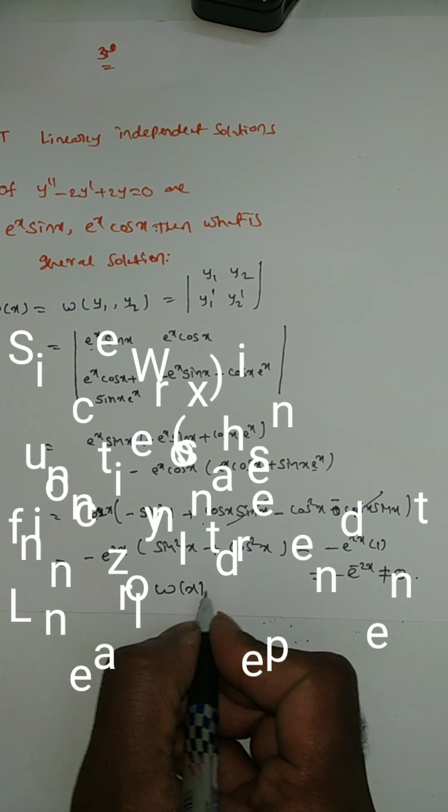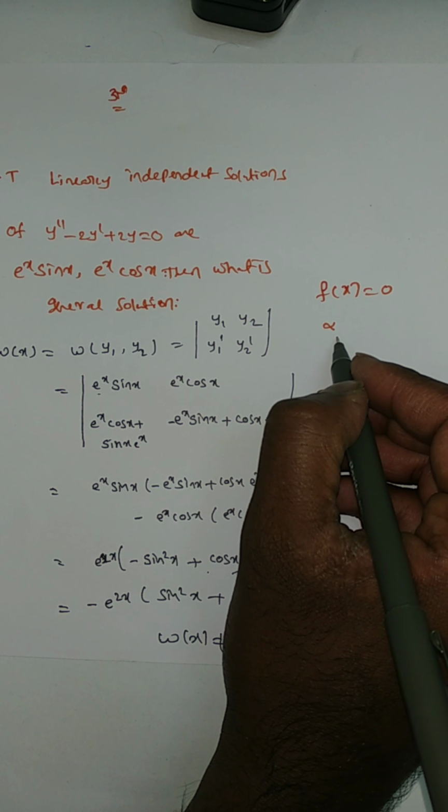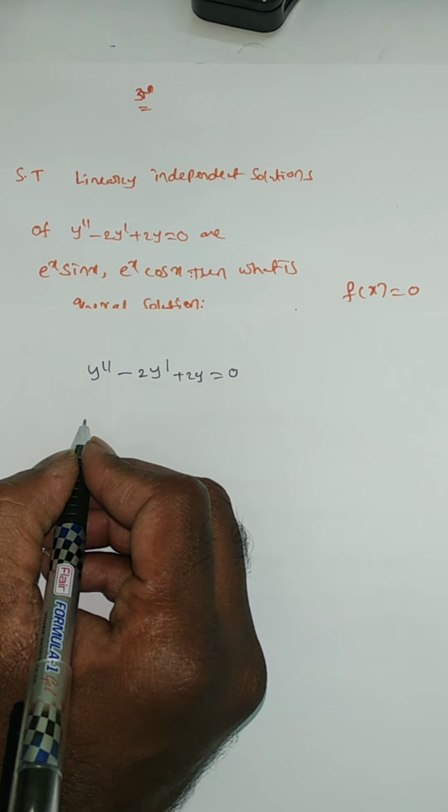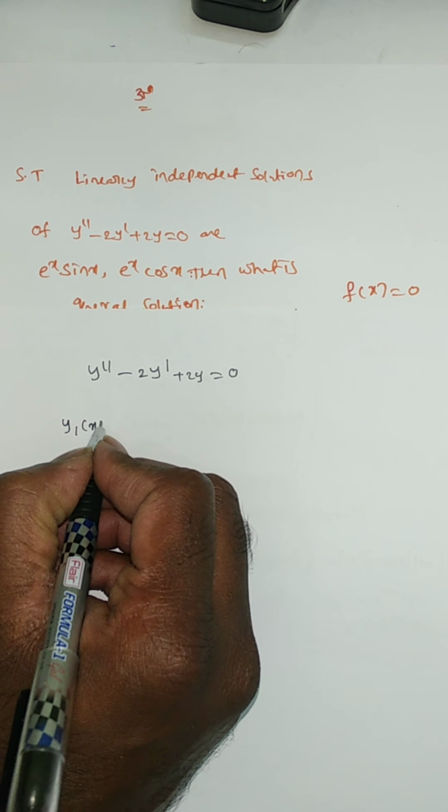Now suppose I have an equation f of x is equal to 0. How can I say alpha is a solution? If f of alpha is equal to 0. Now we will verify whether these two functions satisfy the given differential equation or not. If they satisfy it, then you can say these are the solutions. The given equation is y double dash minus 2y dash plus 2y is equal to 0. Now we have to prove y1 of x is equal to e power x sin x is a solution.